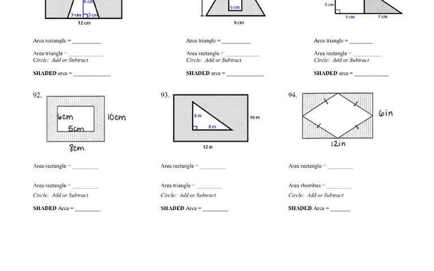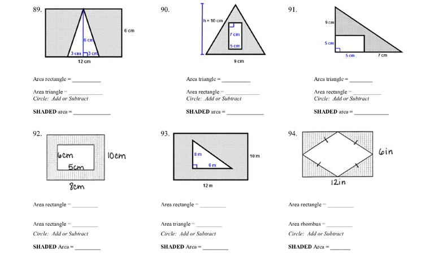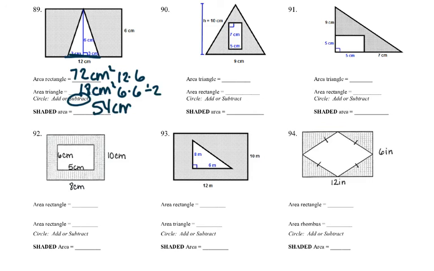A few more here, and then we'll be done. Let's see. 12 times 6 is going to be 72 centimeters squared. When I do that triangle, it looks like the base is 6 and the height is 6. If I divide that by 2, I get 18 centimeters squared. Again, shaded is subtract, 54 centimeters squared.